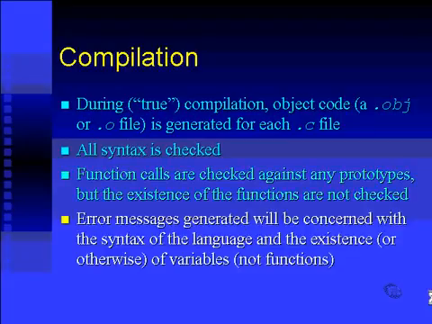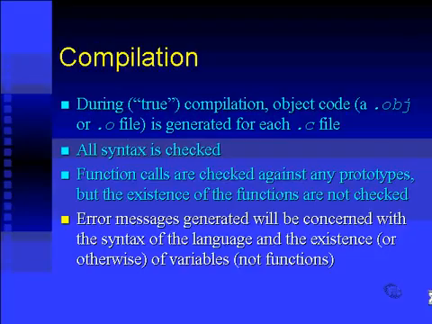In other words, any error message you get will be about the syntax of the language or the existence or non-existence of variables. In other words, you cannot use a variable that's not declared. However, you can use a function that is not declared. That's one of the strange inconsistencies of the C language. That was one of the things that got fixed up when they moved to the C++ language. In C++, every function must have a prototype. It absolutely must have a prototype.